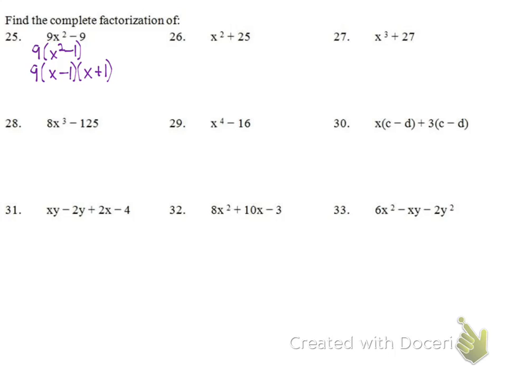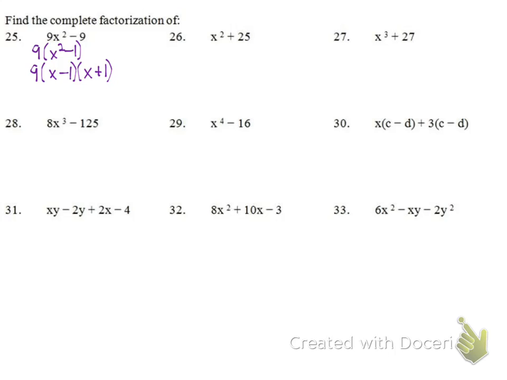If I didn't do the 9 in the beginning, I would have to still factor it out. You may end up with something like 3x minus 3 and 3x plus 3. You still have to factor all the way out. So it's 9 times x minus 1 times x plus 1. 26.